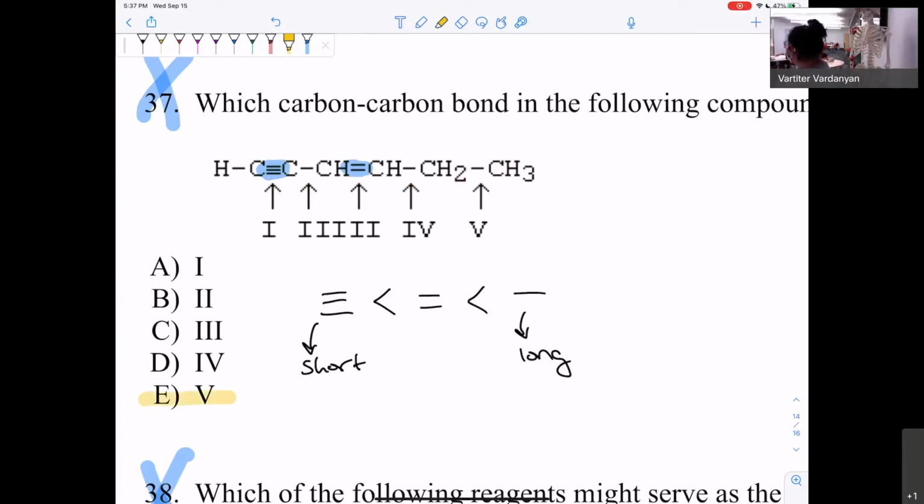It's not super scientific, just know that the further you are from a double or triple bond, the longer the single bond will be. What was the answer? E.